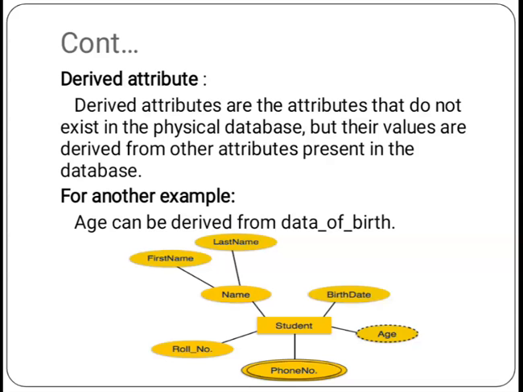Next one is the derived attribute. Derived attributes do not exist in the physical database, but their values are derived from other attributes present in the database. For example, age can be derived from the date of birth of a student. Here the student entity has the attributes name, birth date, roll number, phone number, but age does not exist in the physical database. But in some places we need the age of the student. At that time we can derive the student's age from the birth date. That's why age is a derived attribute. It is represented by a dashed ellipse because a dashed ellipse is the symbol of a derived attribute.